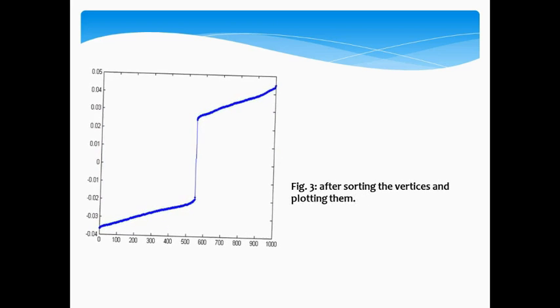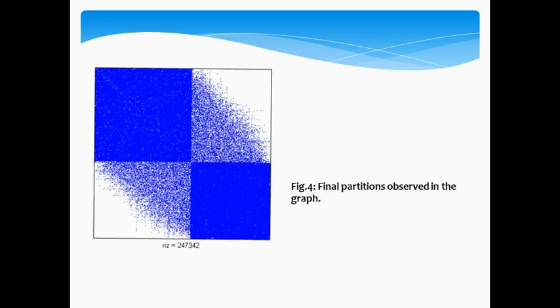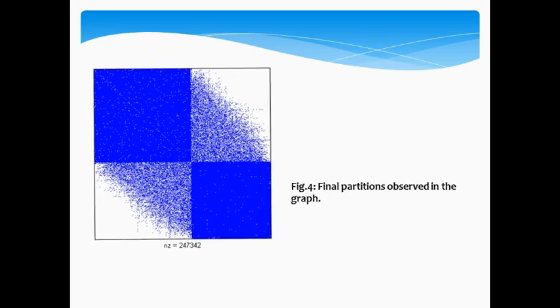After sorting the vertices and plotting them, we get this structure. We can see a large gap in the middle of the values. Interestingly enough, the number of points on the right of the gap is the same as the size of the planted group. Now let's see what we get when we permute the vertices of the graph to this ordering. This is finally what we get as the final partitions of the graph, and it's clearly visible.